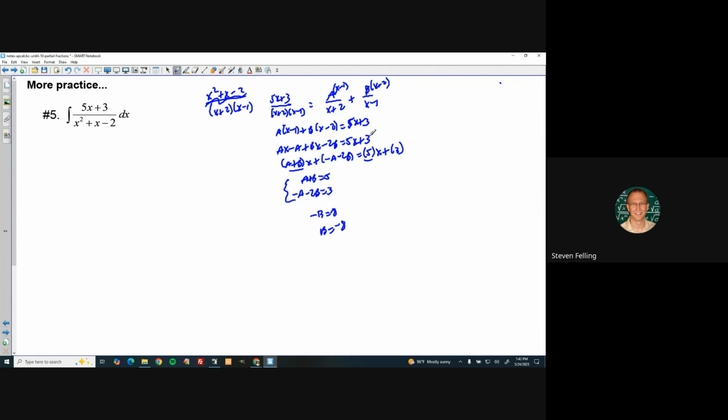All right. Not matching my answer key. No, that's negative B would be 8, so B is negative 8, and then that means that A minus that 8 equals 5. A would be 13. It's 13, okay.